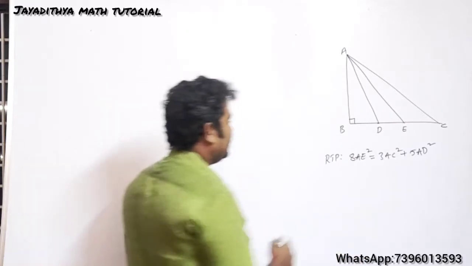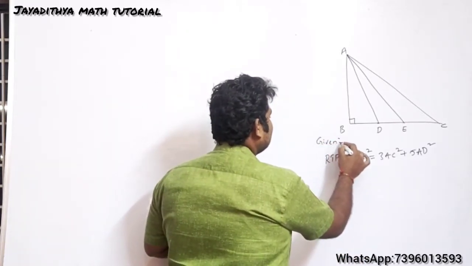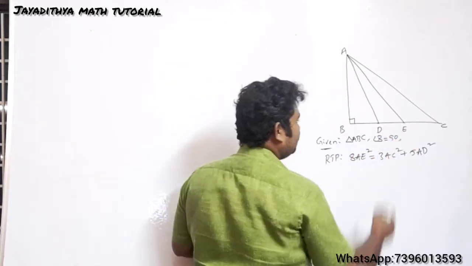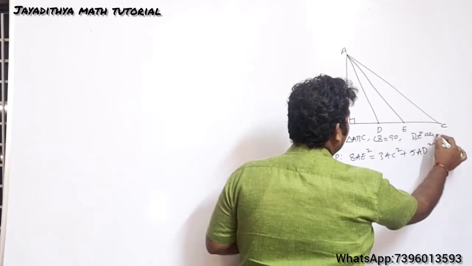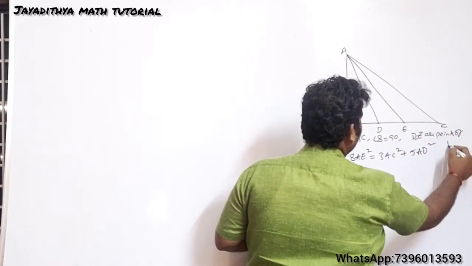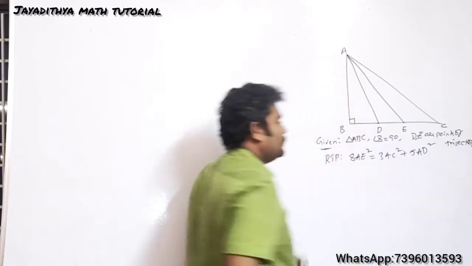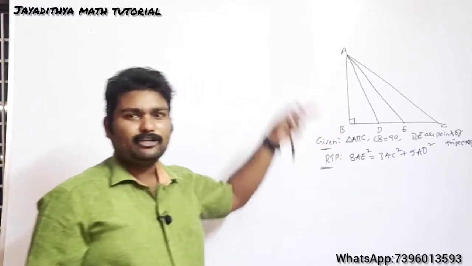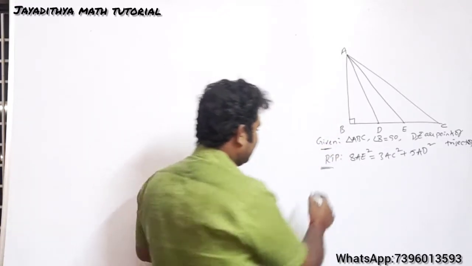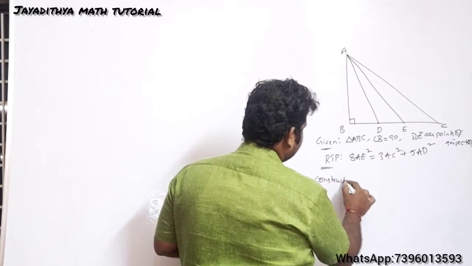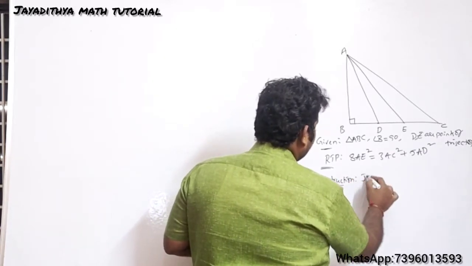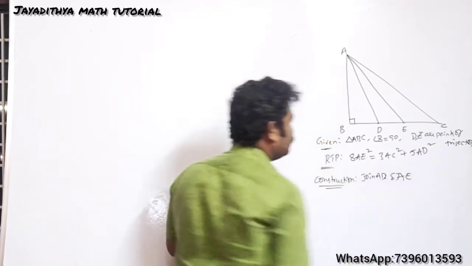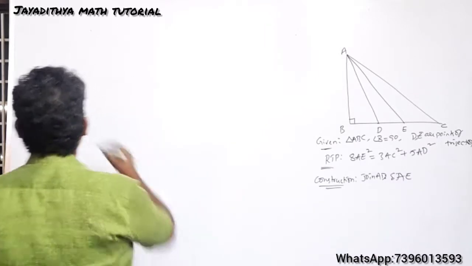So what is the given data here? Given data is, in triangle ABC, angle B is equal to 90 degrees, and D and E are points of trisection. Clear? So that's all. What is the construction we have done here? Just join AD and join AE. If you want, you can write this under Construction: join AD and AE. Right. So let us enter into our proof.